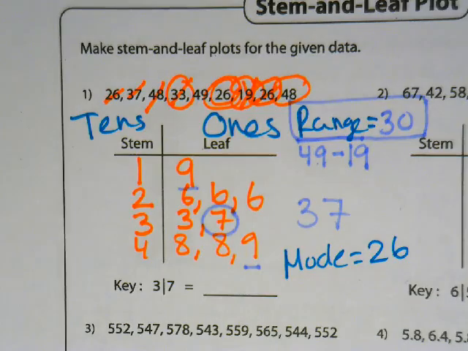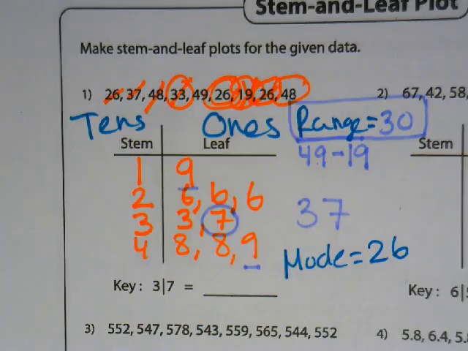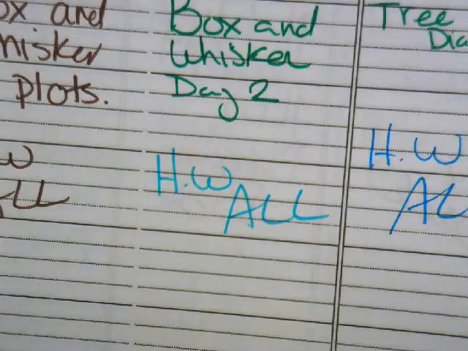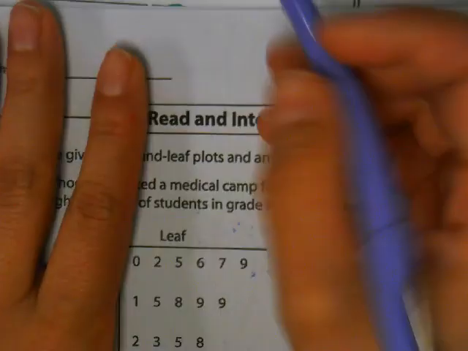Okay? So they'll give you a stem and leaf plot and they'll ask you random questions. The most popular questions to ask you are mode and range. All right, we're good? Cool. All right, let's turn to page 7. Let's go backwards. Página 7.